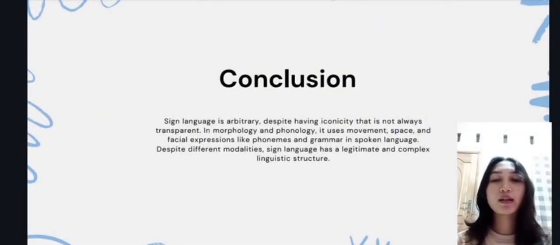The last one is the conclusion. Sign language has arbitrariness. Despite having iconicity that is not always transparent, in morphology and phonology, it uses movement, space, and facial expression like phonemes and grammar in spoken language. Despite different modalities, sign language has a legitimate and complex linguistic structure.